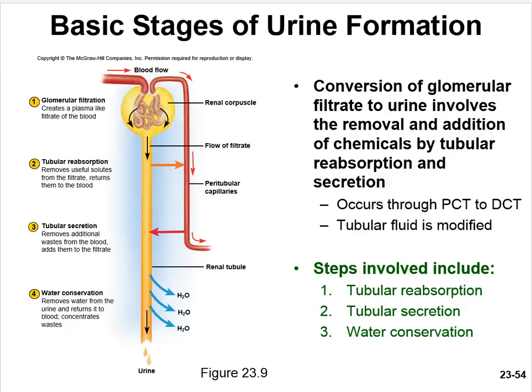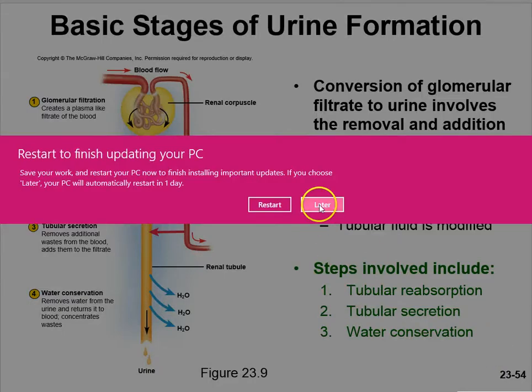Conversion of glomerular filtrate to urine involves the removal and the addition of chemicals by tubular reabsorption and secretion, and this is going to occur all the way through the proximal convoluted tubule, through the nephron loop, all the way to the distal convoluted tubule. And throughout this whole region, the tubular fluid is modified in these steps: tubular reabsorption, secretion, and water conservation.